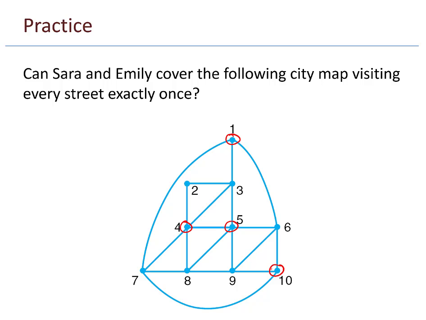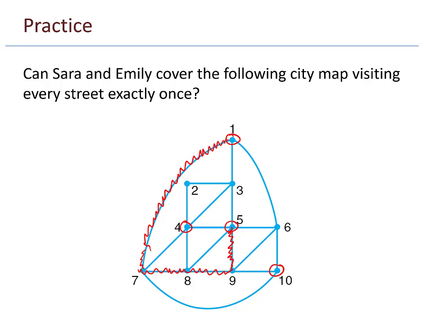So let's suppose that they do. And Sarah says, tell you what, I'm going to start at 1, and I'll go from 1 down here. And let's say that she's going to travel a little bit and make her way to vertex 5. There we go. So she started at a vertex with odd degree. She ended at a vertex with odd degree.